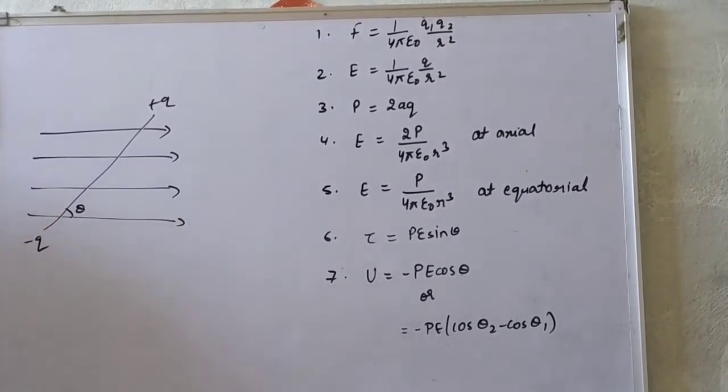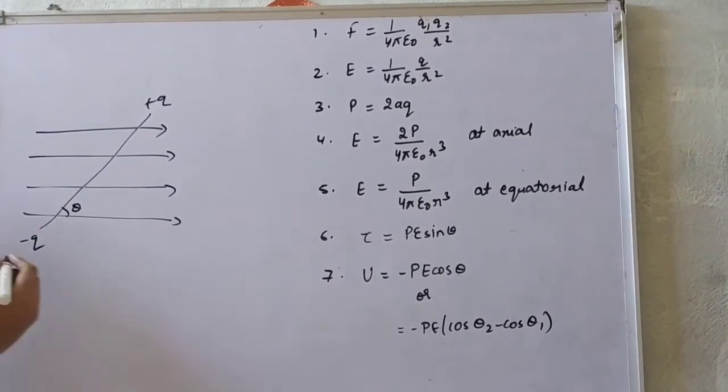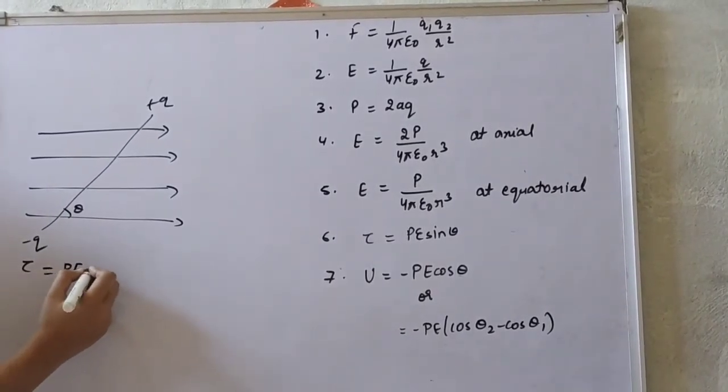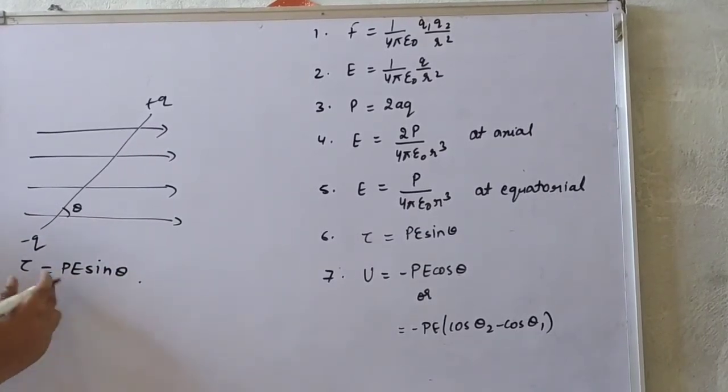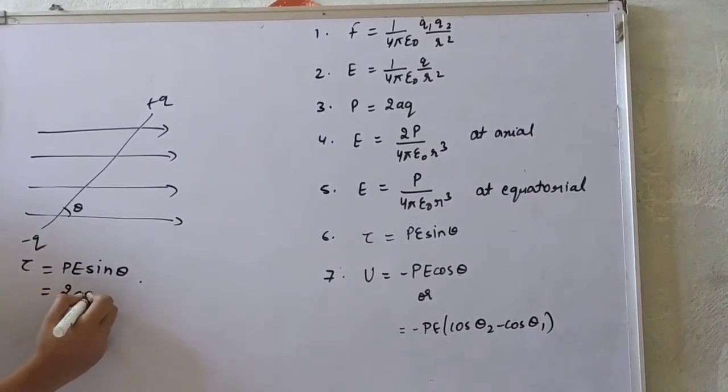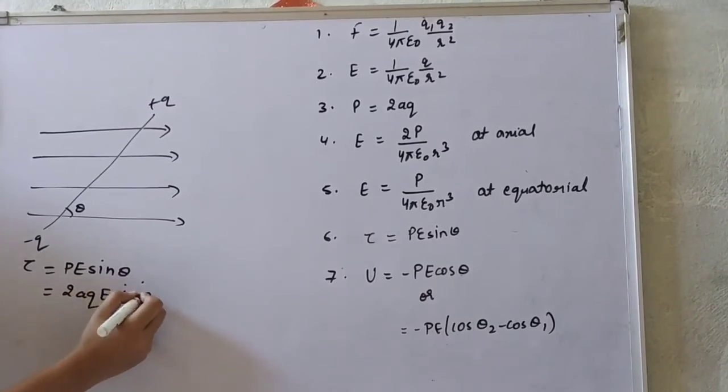Okay, when it rotates, that is what we call torque, and the torque will be equal to pE sin theta here, where p is the dipole moment whose value is 2aq, so torque is 2aqE sin theta.